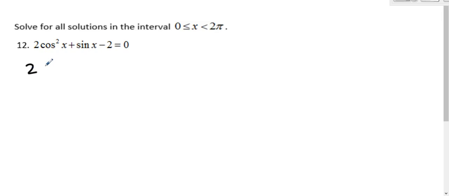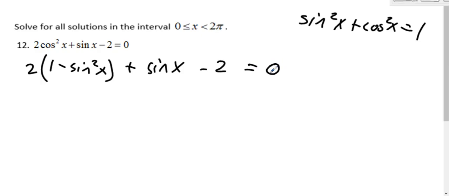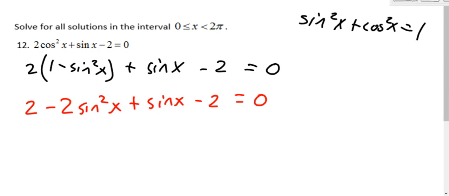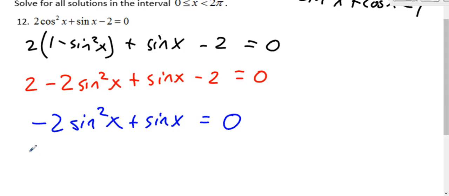So let's change cosine squared using the Pythagorean identity, sine squared plus cosine squared equals 1. That means cosine squared is 1 minus sine squared, plus sine minus 2 equals 0. Distribute. So that's 2 minus 2 sine squared. Combine like terms, so positive 2 and negative 2 cancel out. So it's not quite the 2 parentheses factoring. Instead, they both just have a sine, so let's factor out sine.